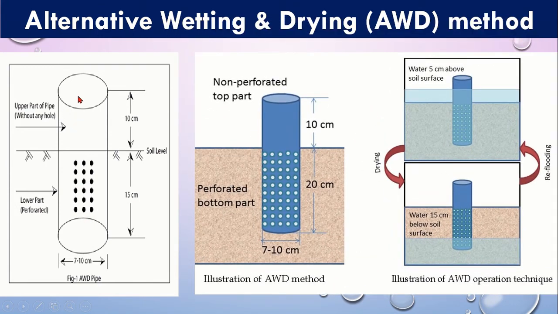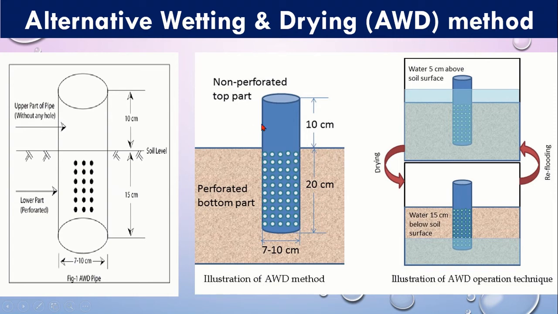If you see here, this is the 30 centimeter pipe, this is the soil surface, and 10 centimeter will be on the upper side of the soil, and the bottom lower part, 20 centimeter, will be underneath the soil. You can see here, the 10 centimeter has no holes, but the bottom part has holes, which are 0.5 centimeter, and after 2 centimeter. You can see the color picture here as well.